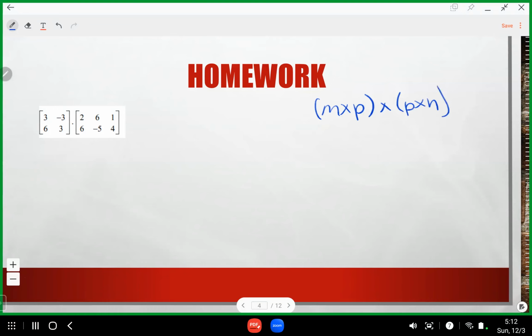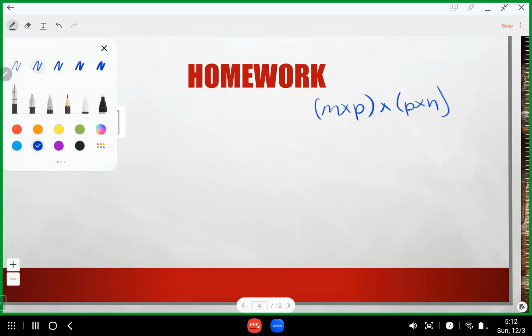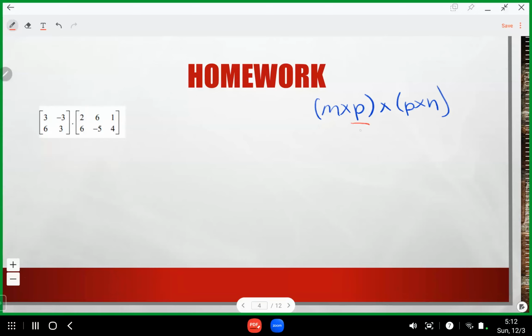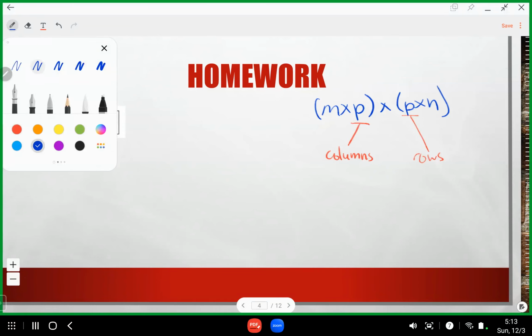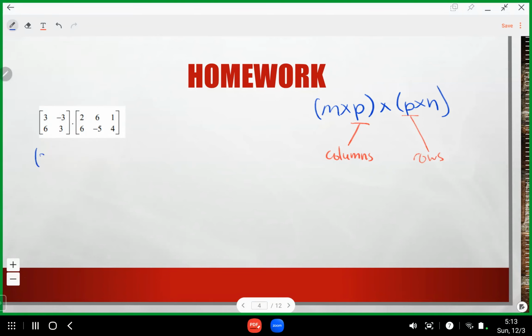Basically, the point is that the number of columns for the first matrix has to be equal to the number of rows for the second matrix. And as you can see here, we have two matrices. One is 2 by 2, and the other is 2 by 3. So we are able to multiply these, right? Because this is equal, this is equal. So how do we multiply them?